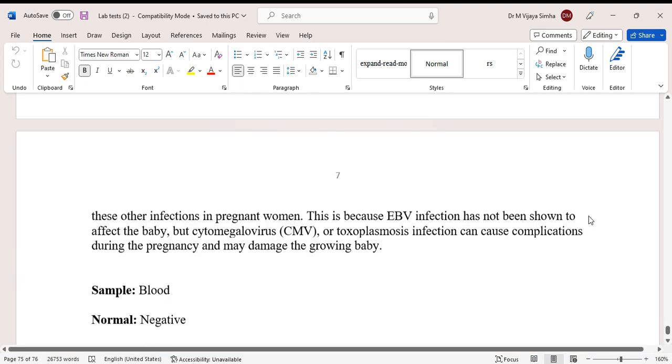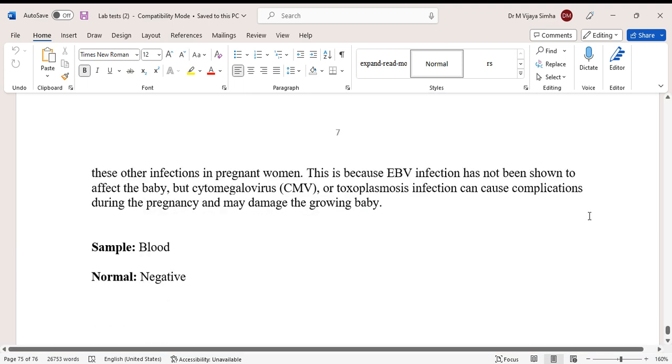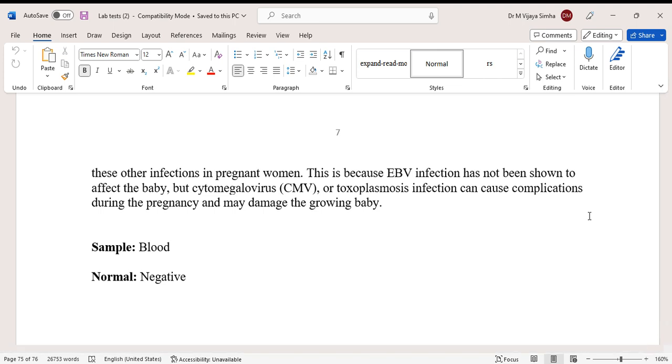It is especially important to look for these other infections in pregnant women. This is because EBV infection has not been shown to affect the baby, but cytomegalovirus and toxoplasmosis infection can cause complications during the pregnancy and may damage the growing baby. Sample required is blood. Normally, it should be negative.